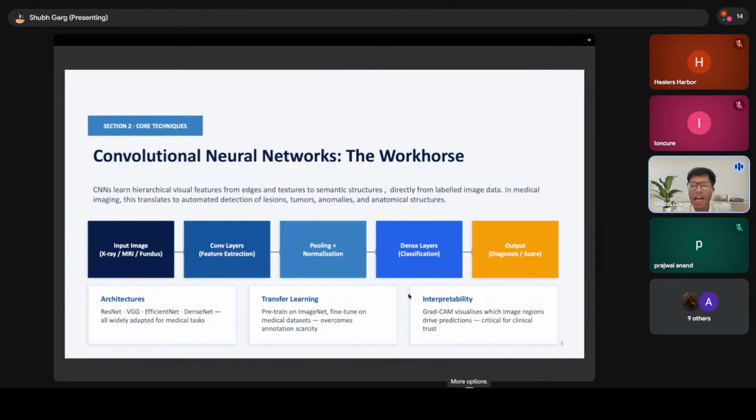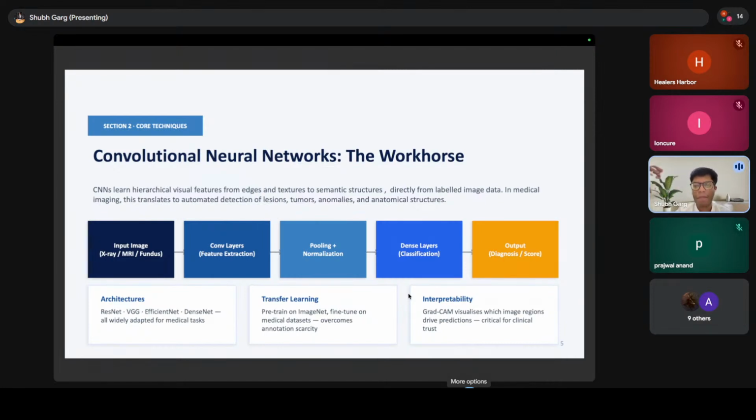The key innovation that made this work in medicine was transfer learning. We don't always have 100,000 labeled images. Annotation requires expert time and is very expensive. But we can take a CNN pre-trained on millions of natural images and fine-tune it on a particular medical data set of even 1,000 images, and the low-level features, edges, textures, shapes, and so on, transfer remarkably well.